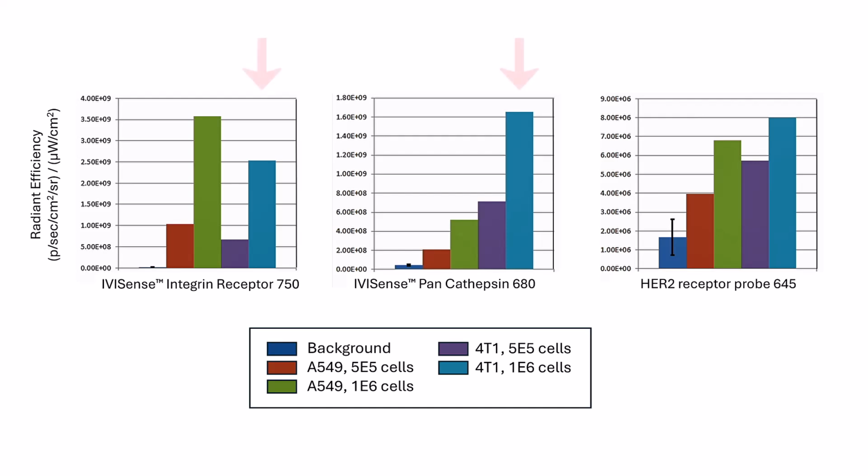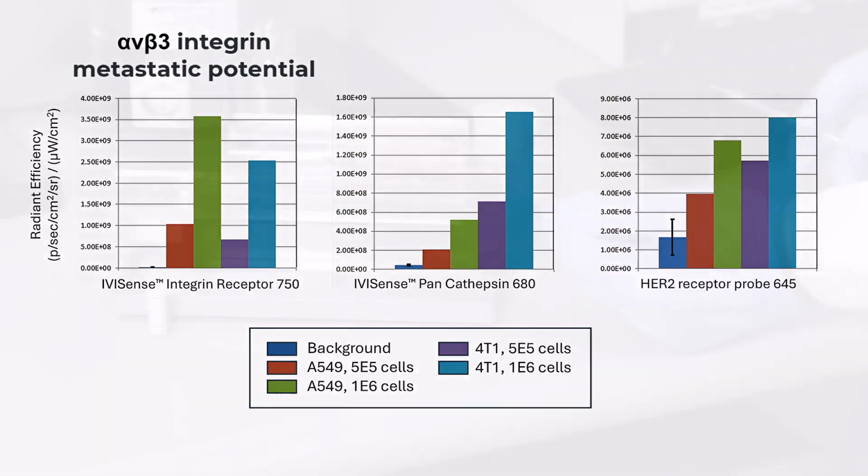specifically target 4T1 tumor cells. Our first near-infrared reporter, IVIS pancathepsin 680, is an activatable agent that detects cathepsin activity within these tumors and is a 680 nanometer imaging agent. Our second probe is IVIS integrin receptor 750. It is a targeted agent that binds to cell surface alpha V beta 3 integrins and emits at 750 nanometers.